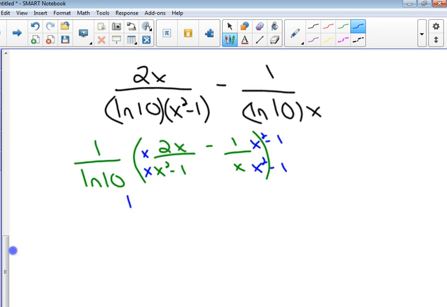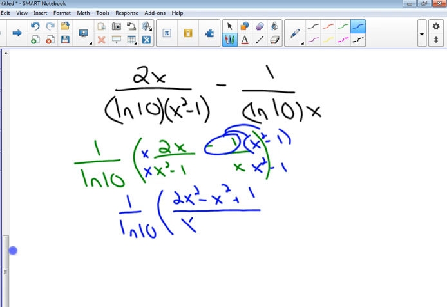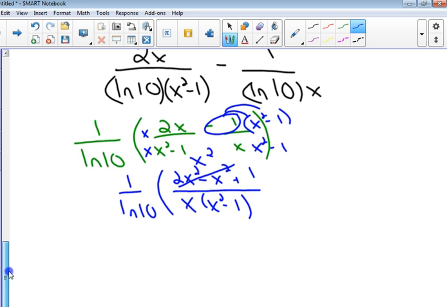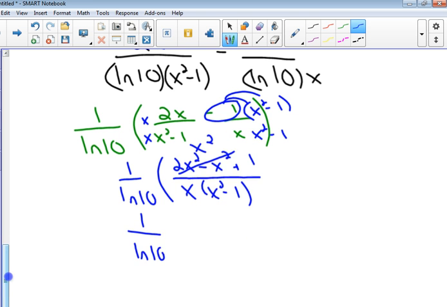Alright, so let's see, we got 1 over ln 10. This would give you guys 2x squared. Make sure you're distributing this negative through. So minus x squared plus 1, and then x squared minus 1. These are going to cancel and make an x squared, right? Oh yeah, this looks nice. So 1 over ln 10, x squared plus 1 over x squared minus 1. And that would be it. I think that's as far as you can go.